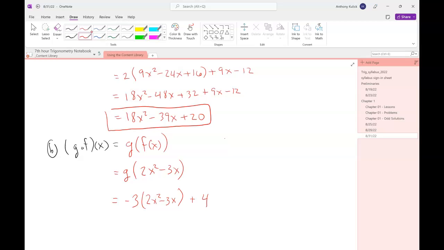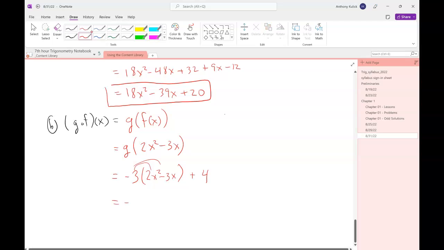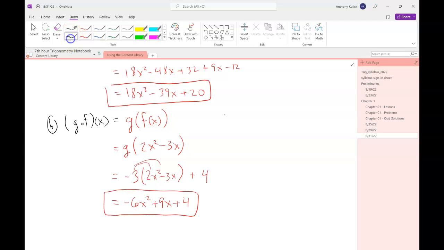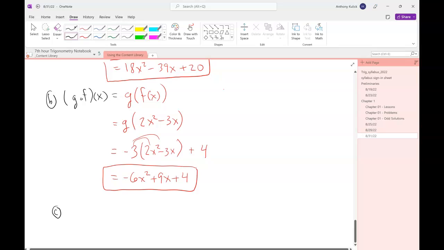Notice the simplifying here. Is this going to be harder or easier than the previous one? Way easier, right? All I really need to do is just distribute that negative 3 through. What do you guys think so far? Composition, not too bad? Okay, let's do one more example, and then we'll move on to the next thing.